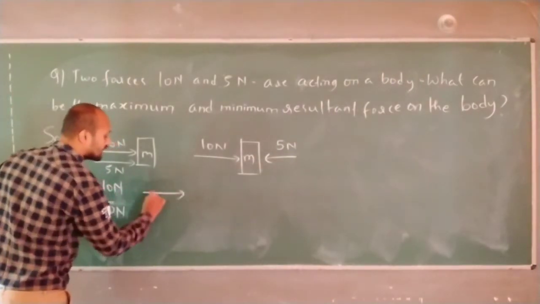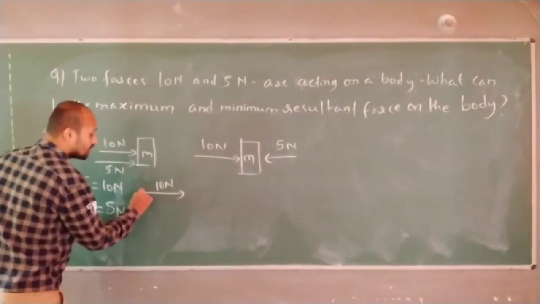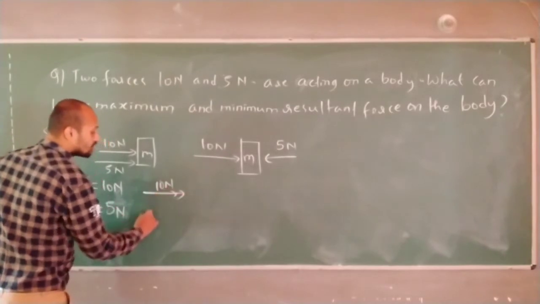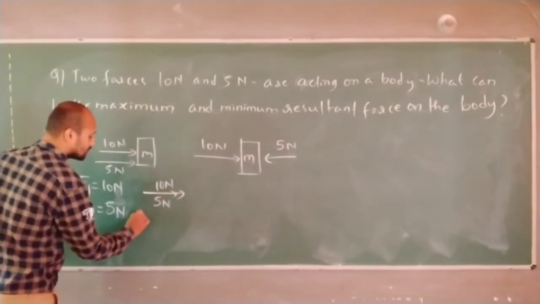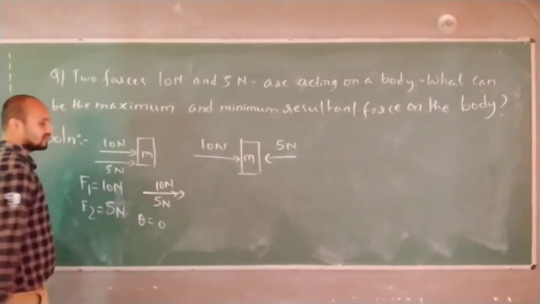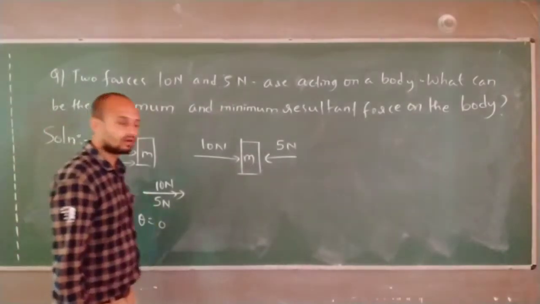Because a force of 10 Newton is acting like this. If you join 5 Newton, 5 Newton is also like this. What is the theta? 0. The angle between the two vectors is 0.